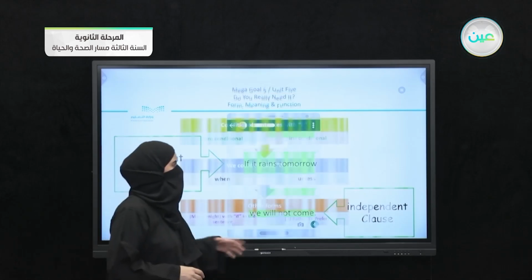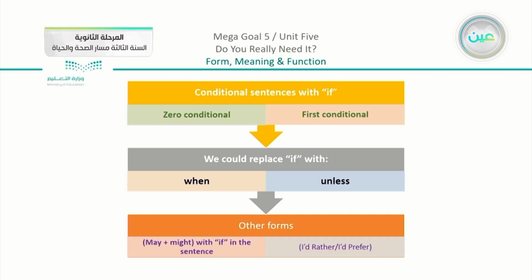So we're going to move on and see what we have here. You can see that we talked about conditional sentences with if. We took two types: the zero conditional and also the first conditional. After explaining each structure, we said that we could replace if using either when or unless in the sentence. But don't forget that when we use unless, the sentence has to have a negative meaning. And we also used other forms.